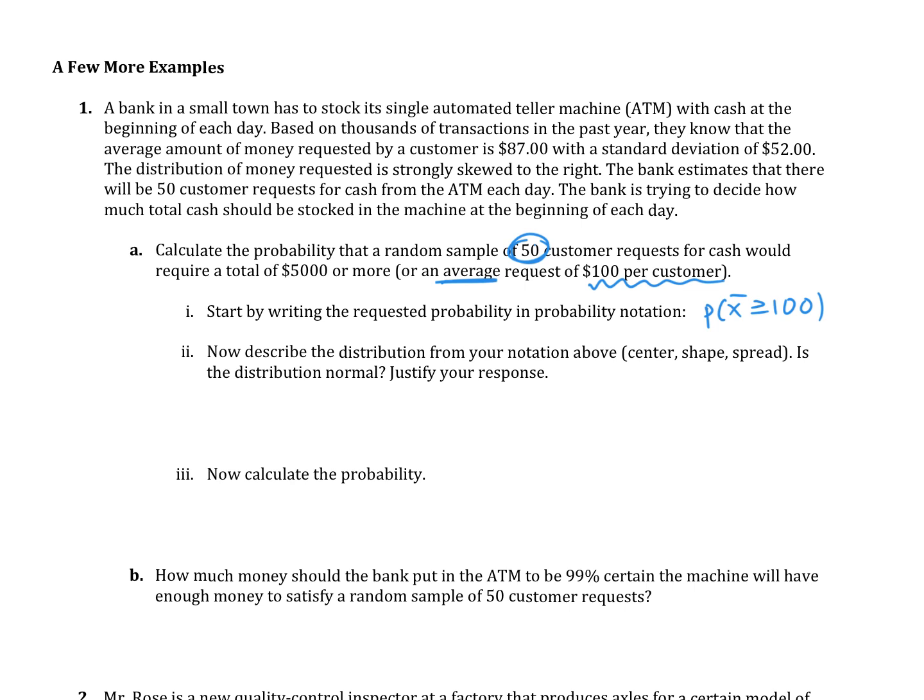Once you have that probability, it should guide your work from there. We need to know about X bar. We need to know the center, the shape, and the spread. So we know that the mean of X bar is going to be equal to the mean of the population. Well, we are told that from the past year, the average amount was $87. Then the standard deviation of X bar is the standard deviation of the population over root n. So that would be that $52 over the square root of 50.